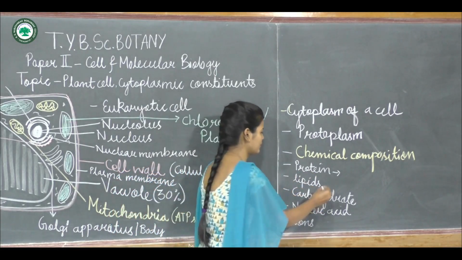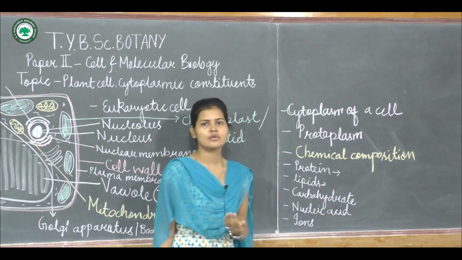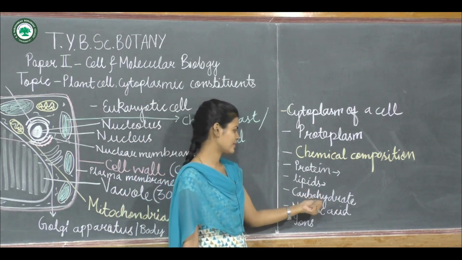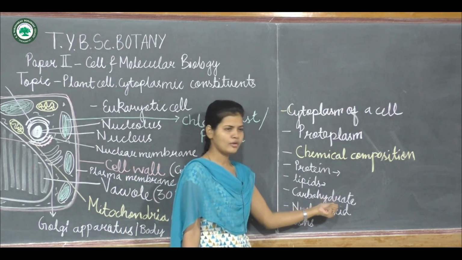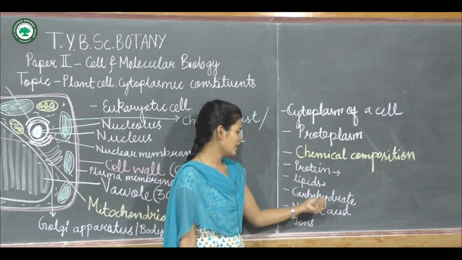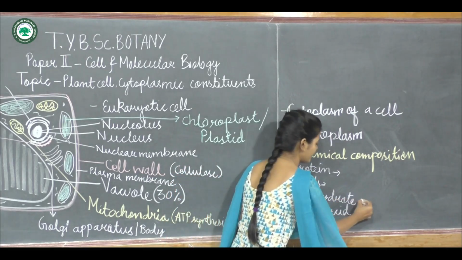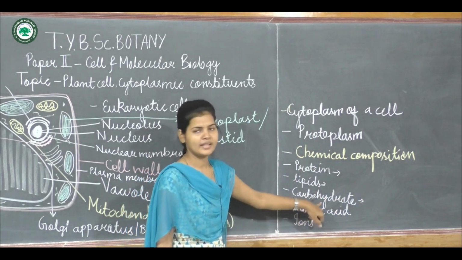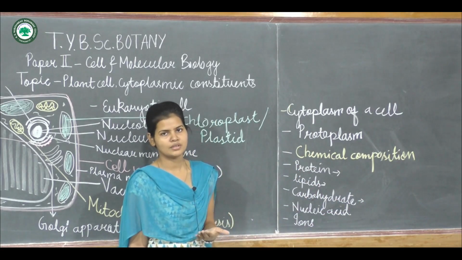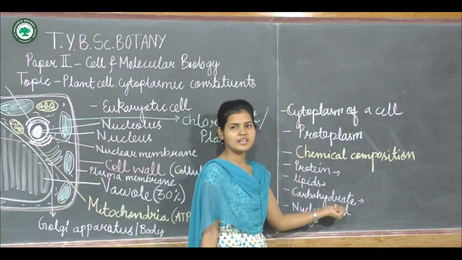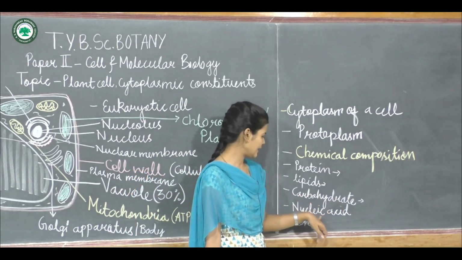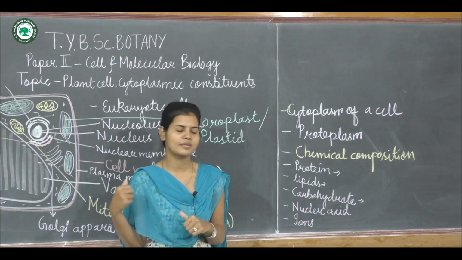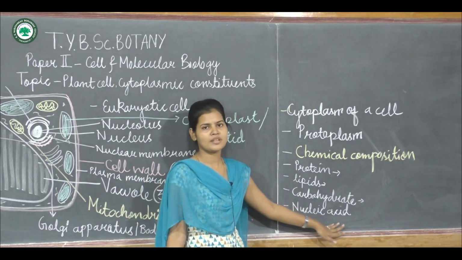Next is lipid, that is the fatty acid. They are also a structural component, and they are also present in the cytoplasmic matrix. Next is the carbohydrate, which means polyhydroxy aldehyde or ketone, also present in the cytoplasmic matrix, and a part of the structure, meaning they are involved in the cell structuring. Next is the nucleic acid. Nucleic acid means the genetic material, that is DNA or RNA, that also is present in the cytoplasmic matrix.